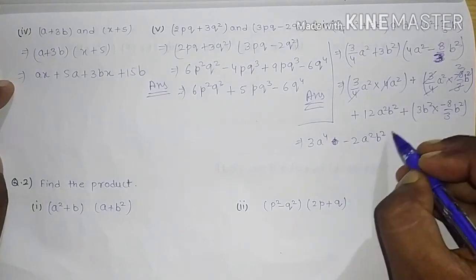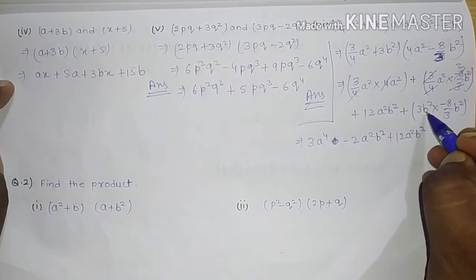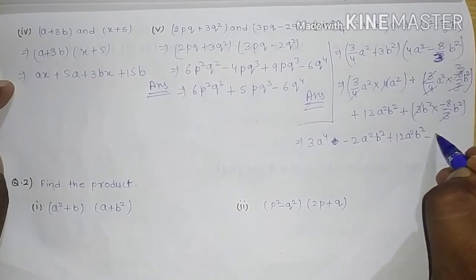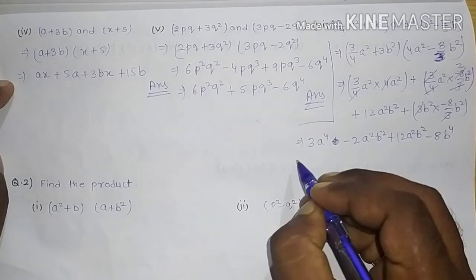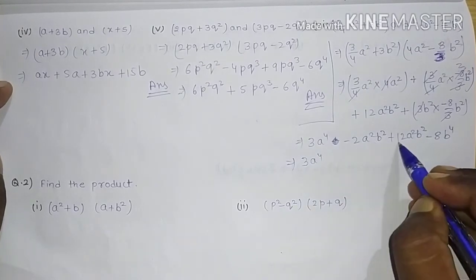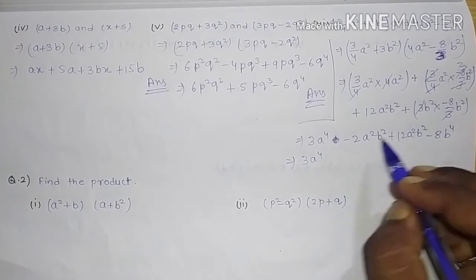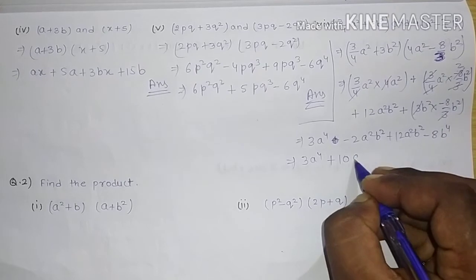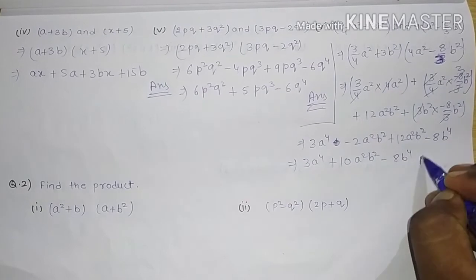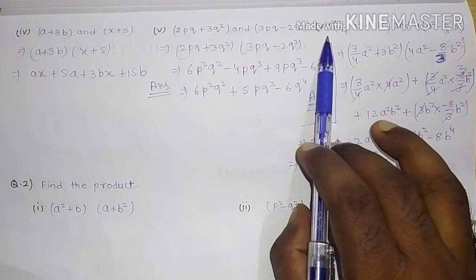Now 12a²b². So here you can write 12a²b² and 3b² into minus 8/3 b². So 3 and 3 cancel out. It will be minus 8b to the power 4. So 3a to the power 4 minus 2a²b² plus 12a²b². These are like terms, so just calculate it. 12 minus 2, that is 10a²b², and it will be minus 8b to the power 4. So this is the answer, and this is the complete solution of question number 6.